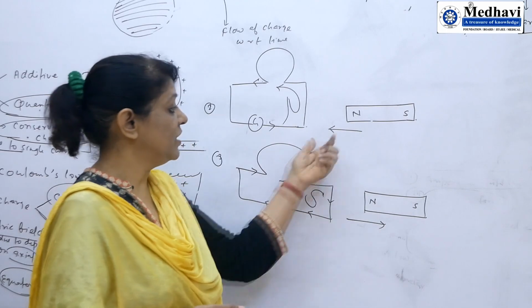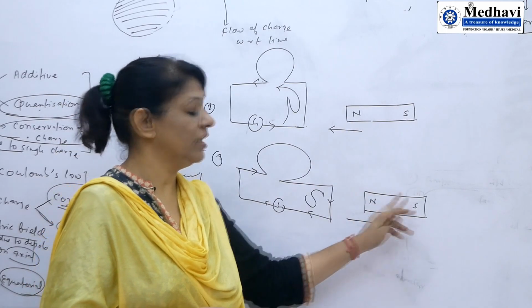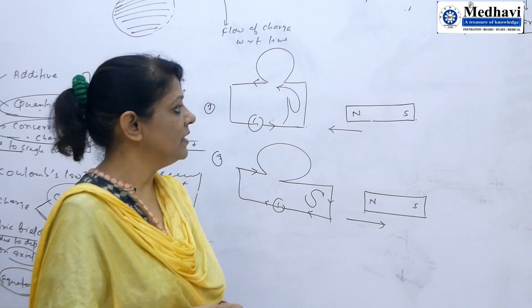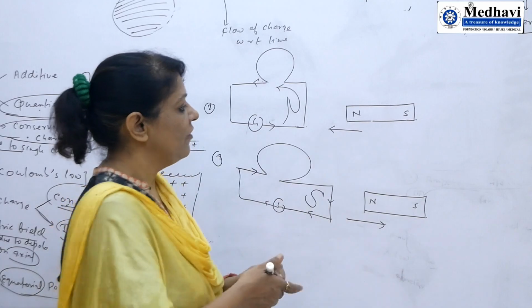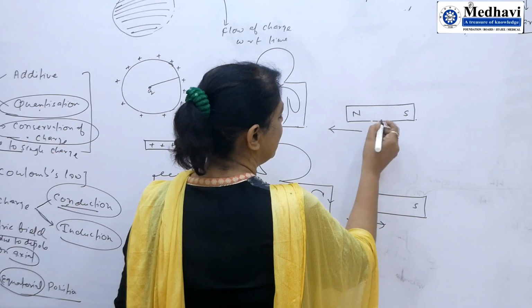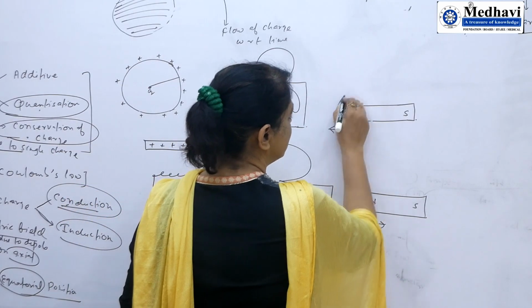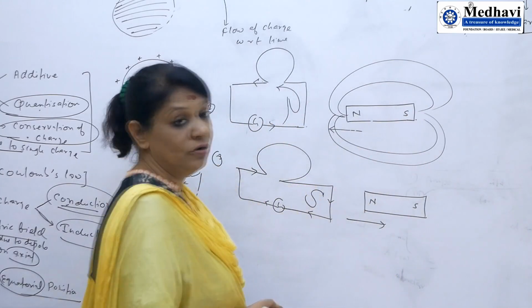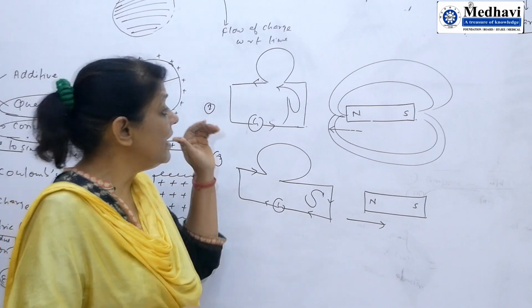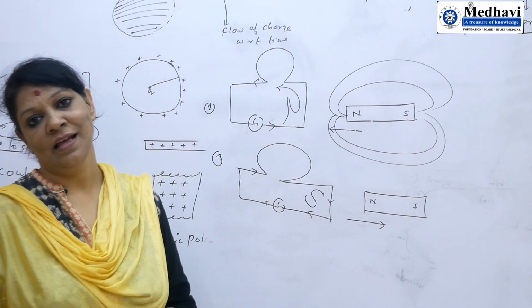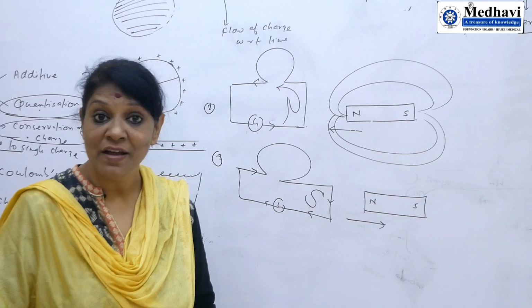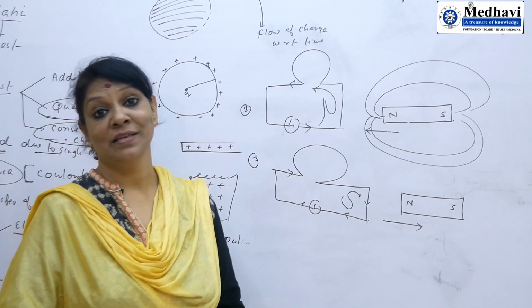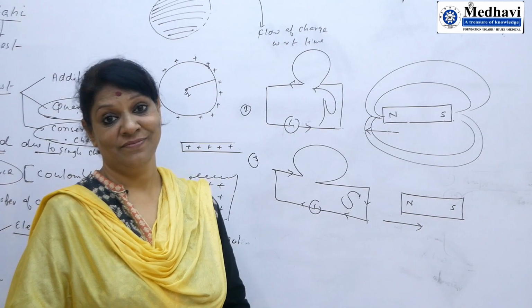In the third experiment, he changed the poles: here south, here north, here south, here north. On the basis of these observations, we know that a magnet produces a magnetic field, so this magnetic field is changing. Due to the changing magnetic field, an EMF is induced in the coil. That is called induced EMF, and due to induced EMF, electricity is produced, and that is called eddy current.